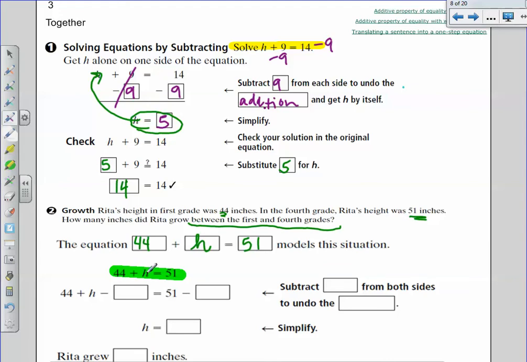How am I going to solve for h? If I'm adding 44, to cancel out, I need to subtract 44. Whatever I do on the left-hand side, I have to do on the right-hand side. So I'm going to subtract 44. 51 minus 44 should be 7. So if h is equal to 7, what's my question asking me? How many inches did Rita grow between first and fourth grade? Rita grew 7 inches.